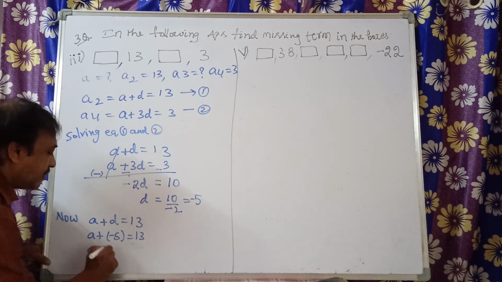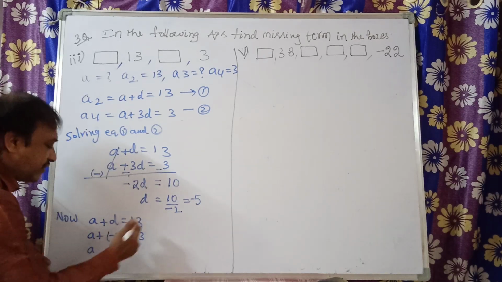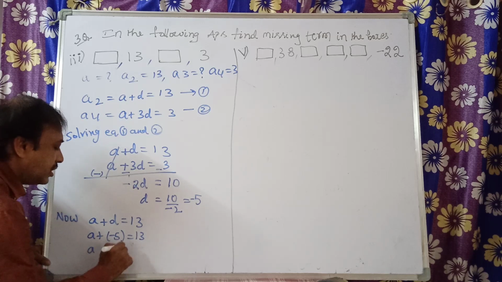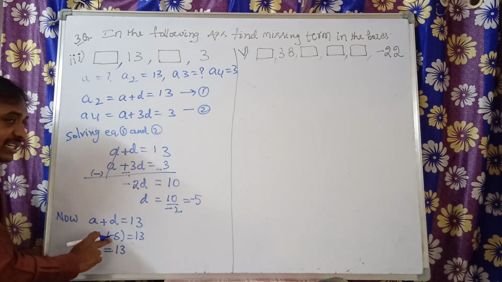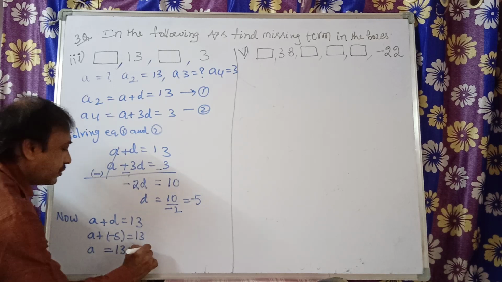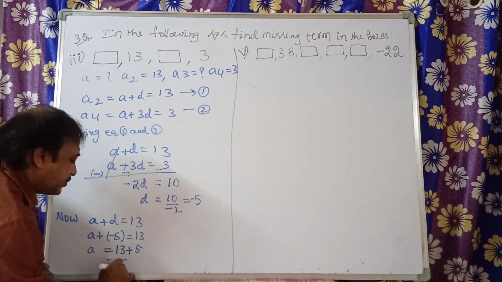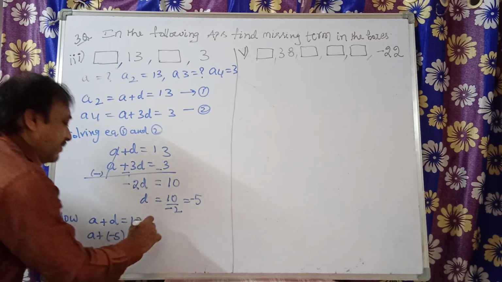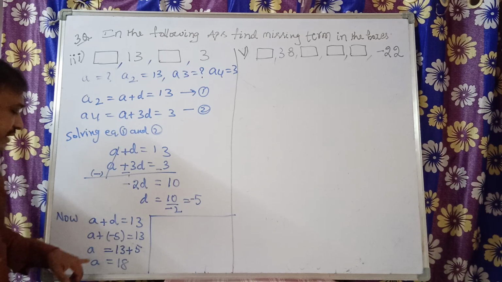Then A is equal to, transpose this minus 5 to that side, and minus 5 if you transpose it will become plus 5. So A is equal to 13 plus, are you following? Plus into minus, minus 5 you are transposing to that side will become plus 5. So A is equal to 13 plus 5, which is equal to 18. So A is equal to 18 and D is equal to minus 5 we got.